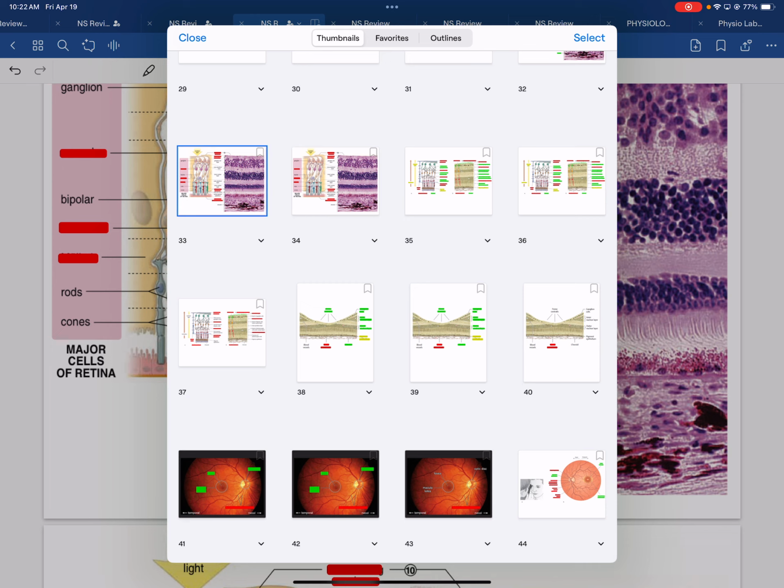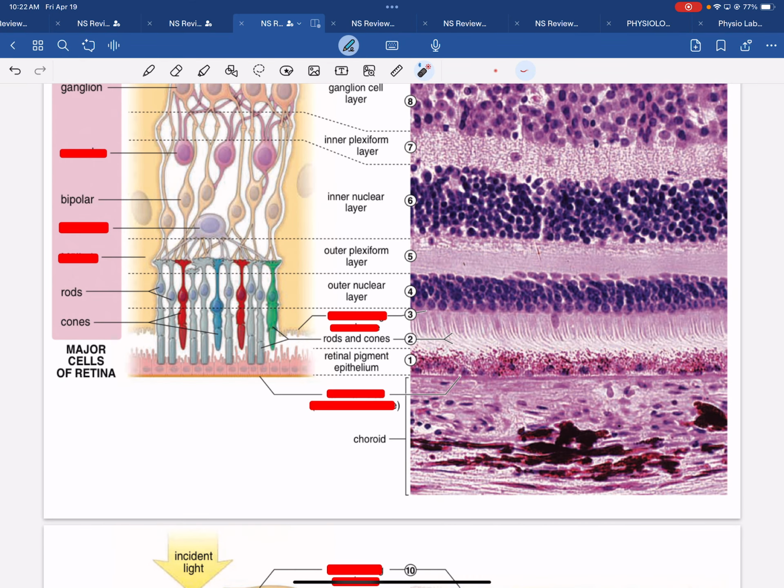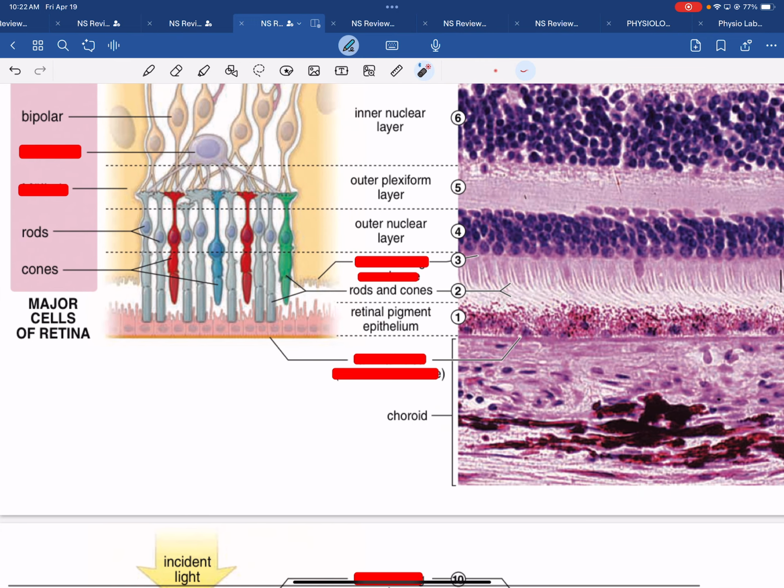The choroid is the one that has what? All the vessels. Yes, good. Where's the outer segment? I don't think that's in the lab manual. Is it in the lab manual? The outer segment would be number 2 right in there. I don't know why it's not on here. This is the outer segment, right here.